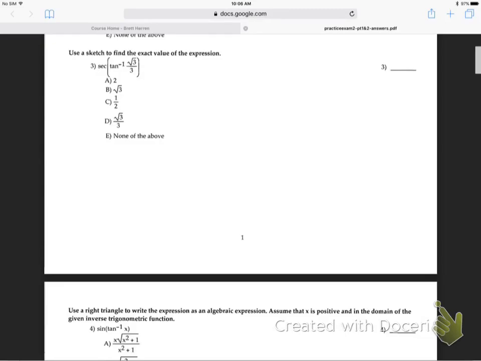So as you know, the real exam will be very, very similar. Same number of questions, same amount of each type, same kind of thing. Just different particular numbers. Okay. Secant of tangent inverse root 3. These are hard.